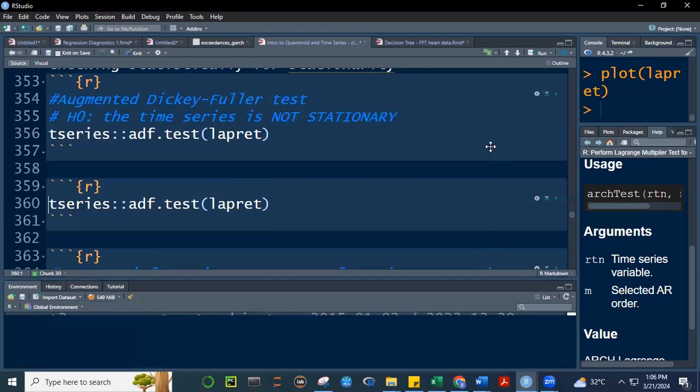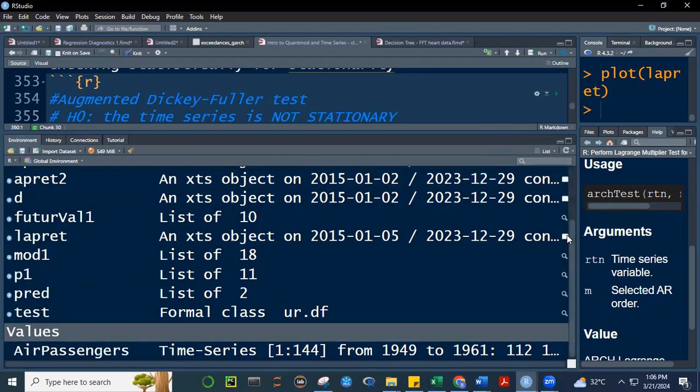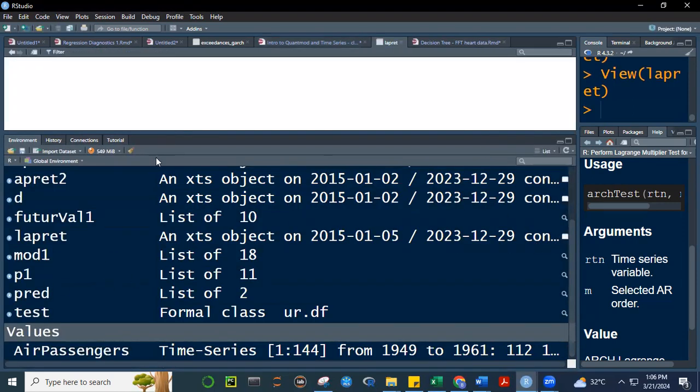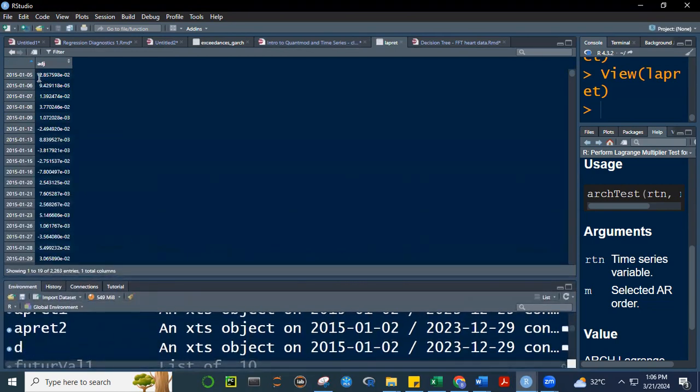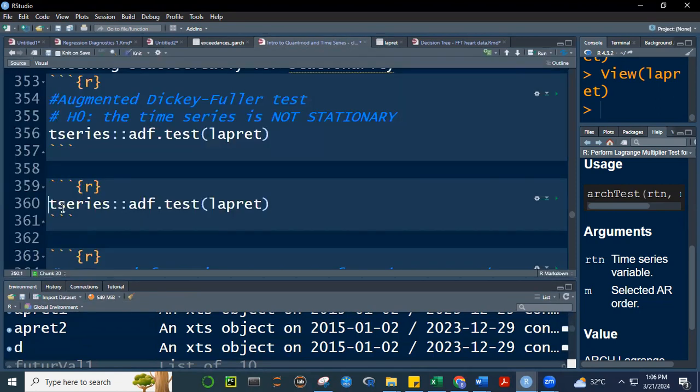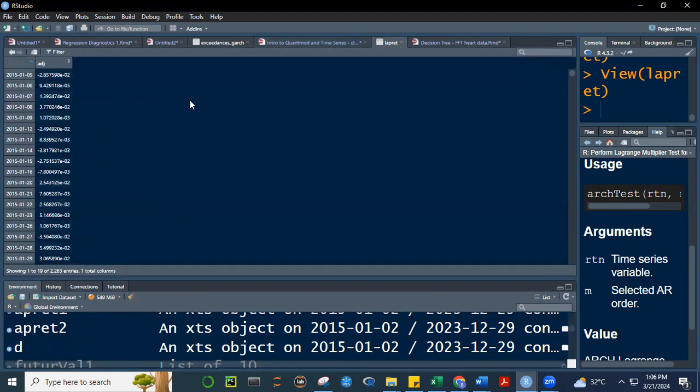So let me just clarify this, class. Let me do this, LAP-RET. My LAP-RET, class, this one is not a missing value. So if I run the one that I deleted again, it would have removed the first row, it would have deleted the first row, sorry.